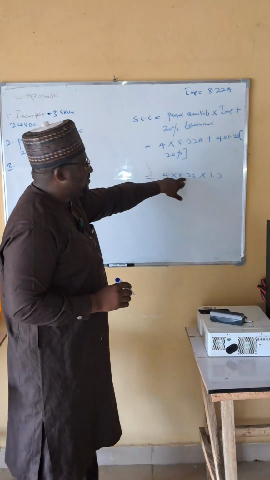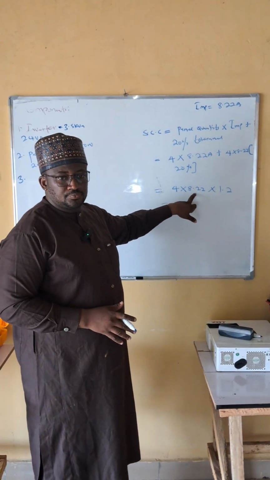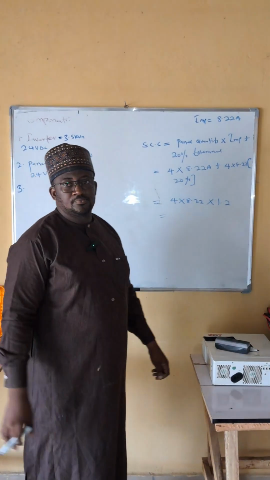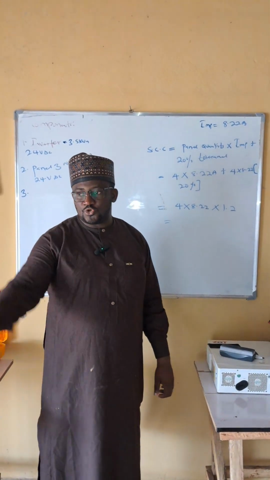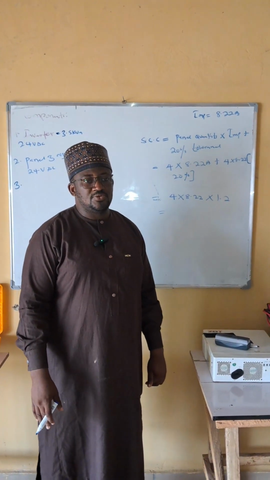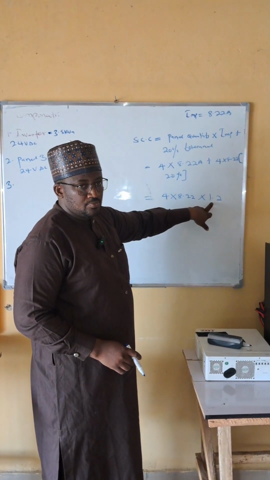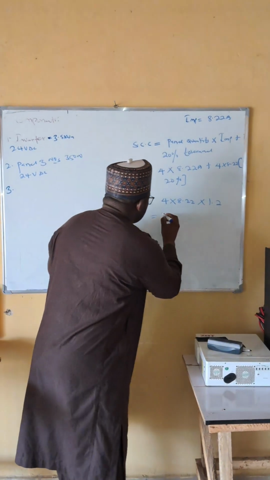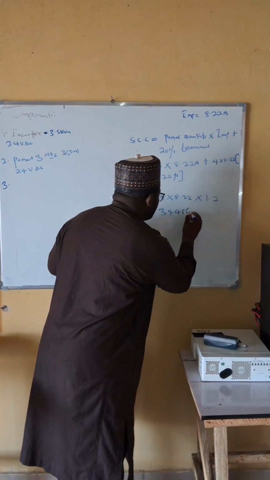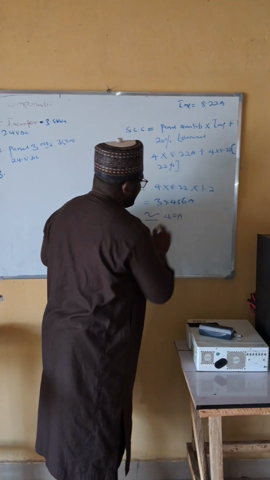What do we have? 4 times 8.22. Check your calculator and tell me. Then times 1.2. That is 39.456 amps. Approximately, we can say we have 40 amps.